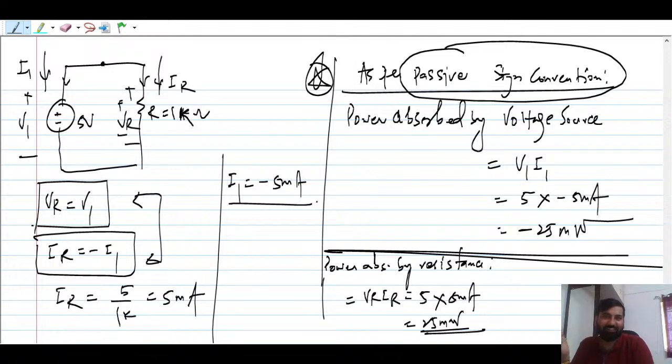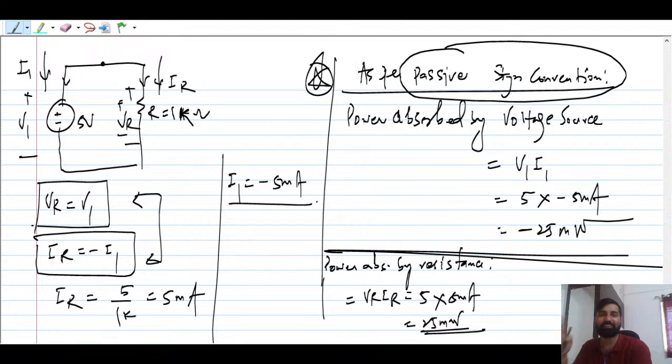And you can also think about conservation of energy, right? How much power is going to get delivered and how much power is going to get dissipated, both should be the same. So the power absorbed by the resistor is 25 milliwatt, and the voltage source delivers the power 25 milliwatt. That is very, very important to remember.